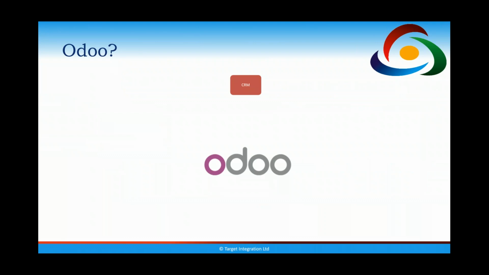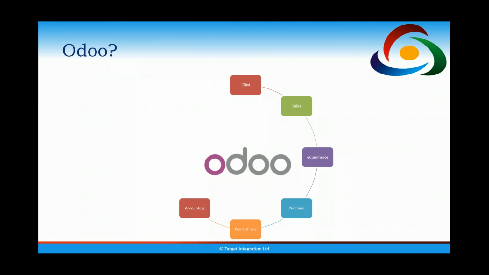It's a CRM system. It has sales management, quotation, invoices. It has e-commerce, purchase management, your point of sale, as well as your accounting, your warehouse and inventory, and manufacturing as well. Of course, there are other modules available as well. At this stage, the number of modules available with Odoo sit in and around 3,000 different modules. So you can have a wide range of modules for your business.